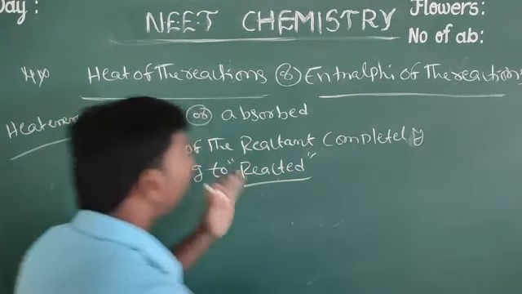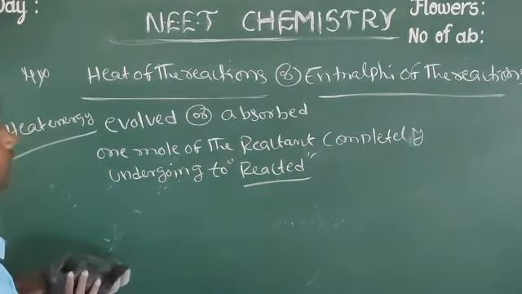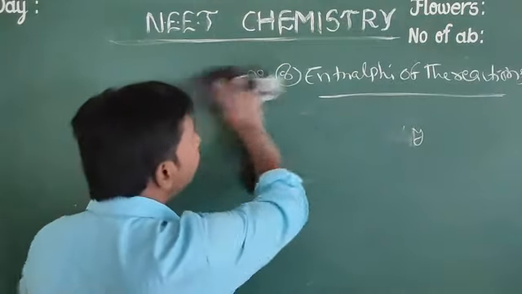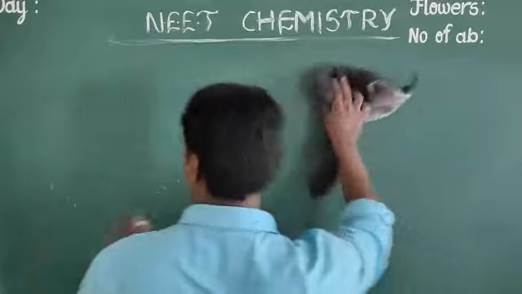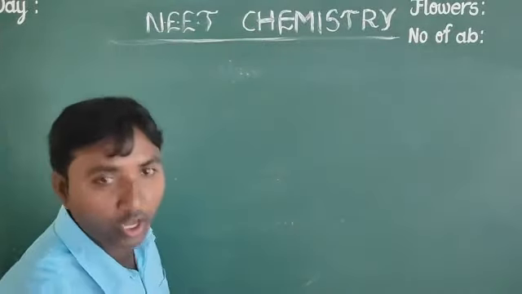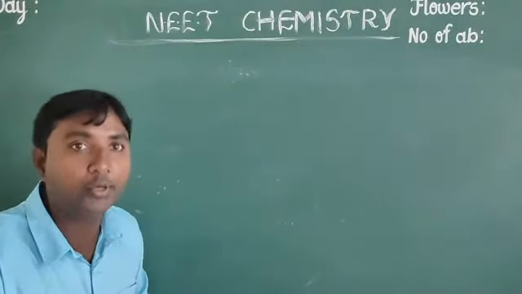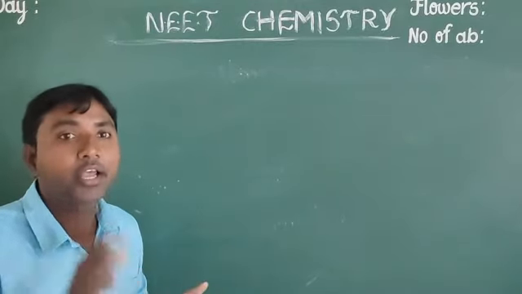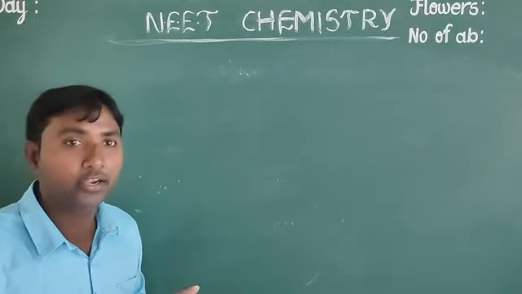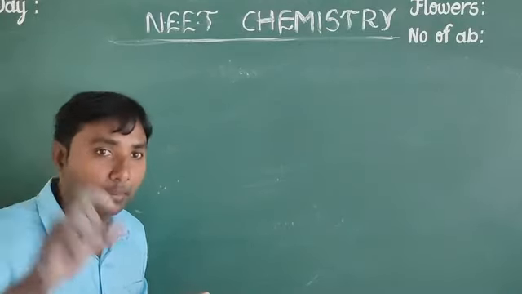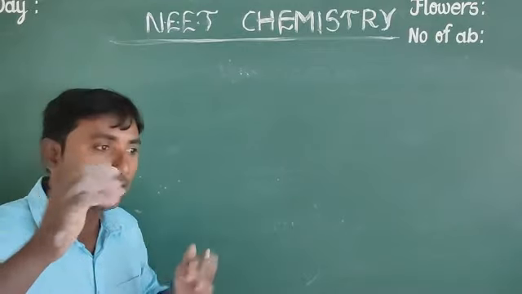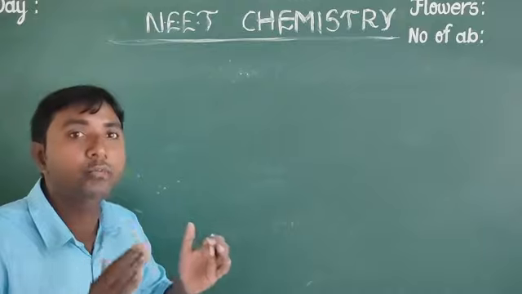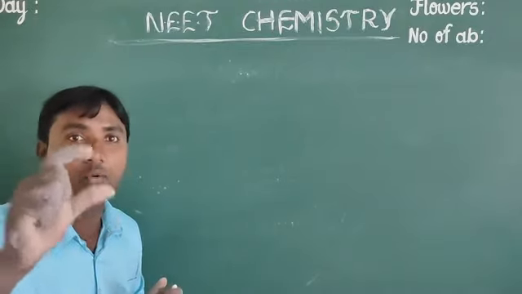So this may be endothermic or exothermic. Here we should follow balancing, in balanced chemical reactions only. So the amount of heat energy released or absorbed in a balanced chemical reaction, 1 mole of the reactant completely reacting. So we should follow stoichiometry. Stoichiometry means balancing. The number of moles of reactant equal to the number of moles of product should be balanced. Balance is required.